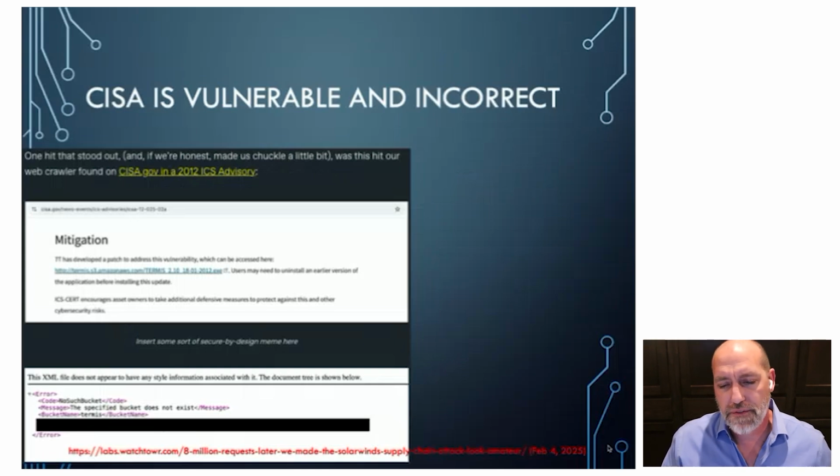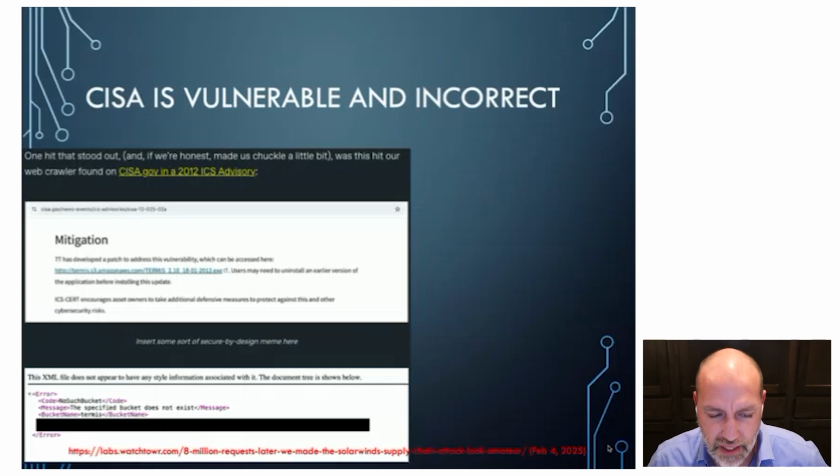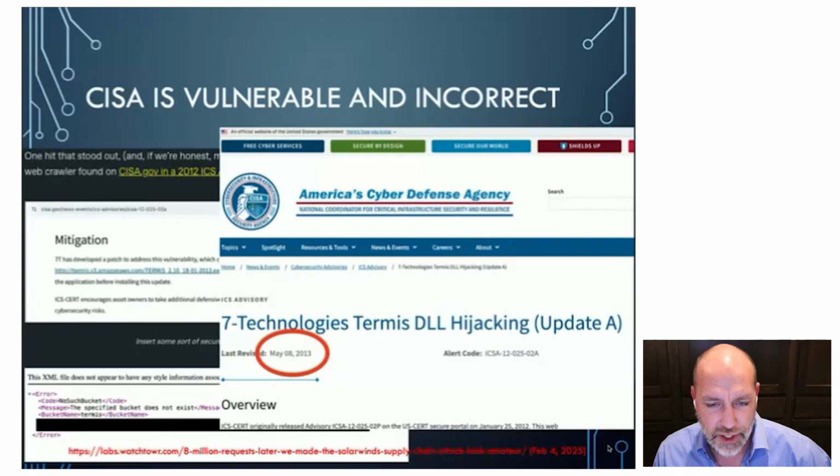So the other thing is I found this really interesting paper from Watchtower, really fascinating. I'm not going to go into it, but long story short, they found an open S3 bucket that CISA was linking to in one of their advisories. So I went there thinking, okay, this will be great for a screenshot for other issues going on here. And I looked at it, and sure enough, while the paper that I was referencing came from February 4th of 2025, the last time they revised this page was 2013.